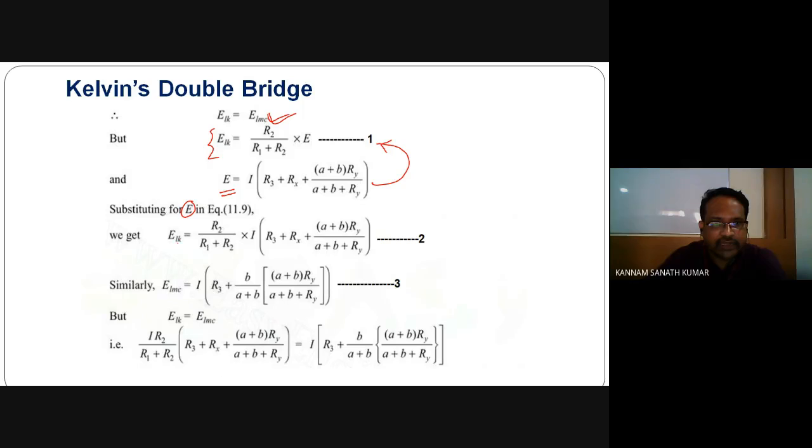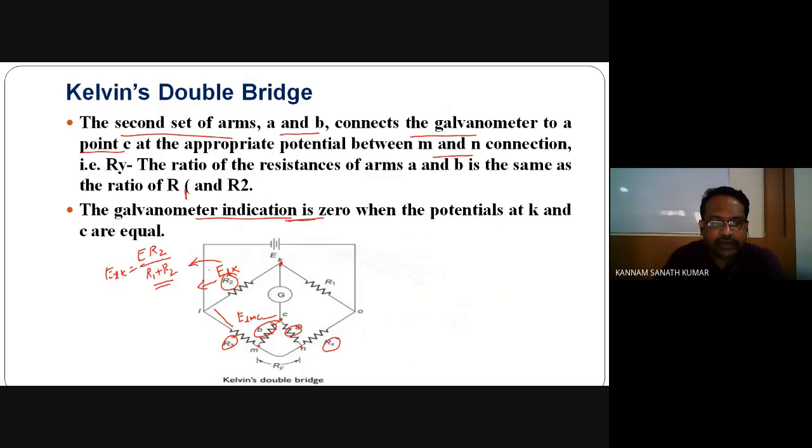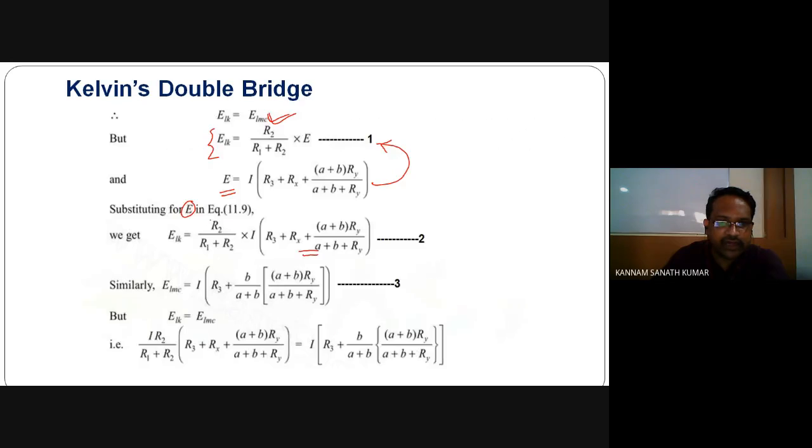So what you are getting: ELK equals R2 by (R1 plus R2) into I into [R3 plus Rx plus (A plus B) into Ry by (A plus B plus Ry)]. Similarly, ELMC equals I into [R3 plus B by (A plus B) into ...(A plus B) into Ry by (A plus B plus Ry)]. When the bridge is balanced and galvanometer current is 0, the potential at K equals the potential at C. So you got ELK and you got ELMC.